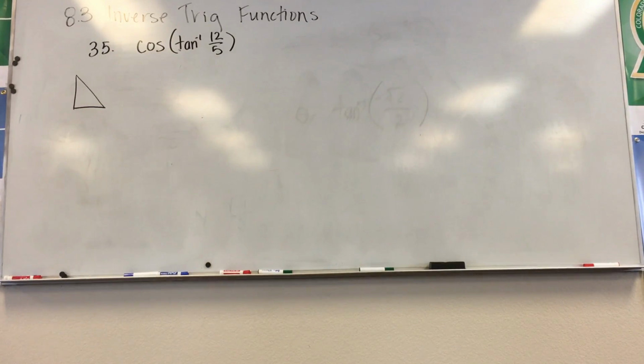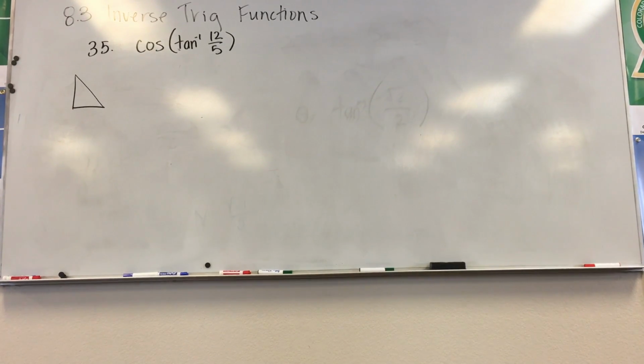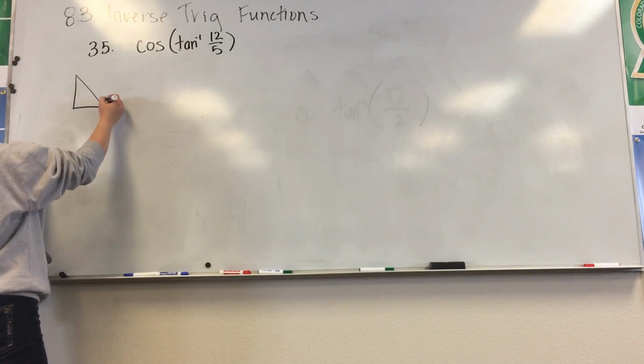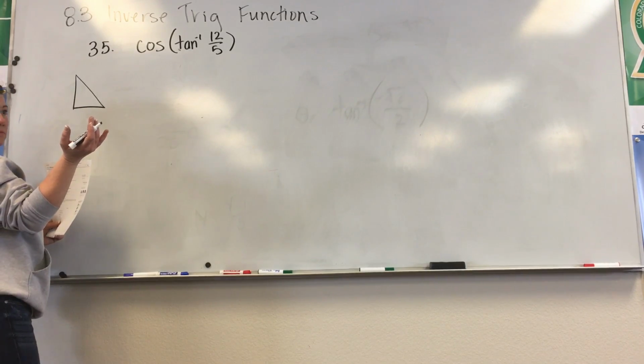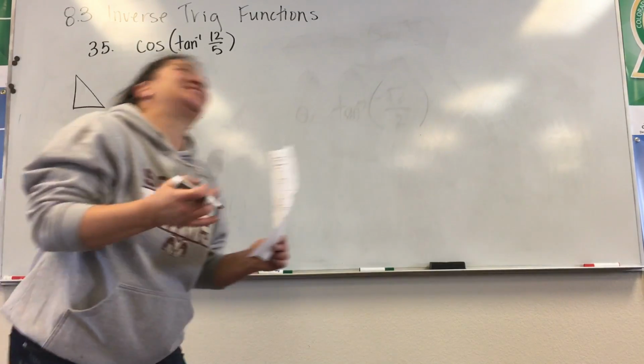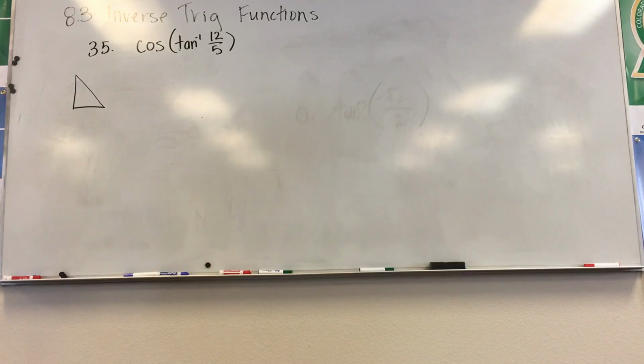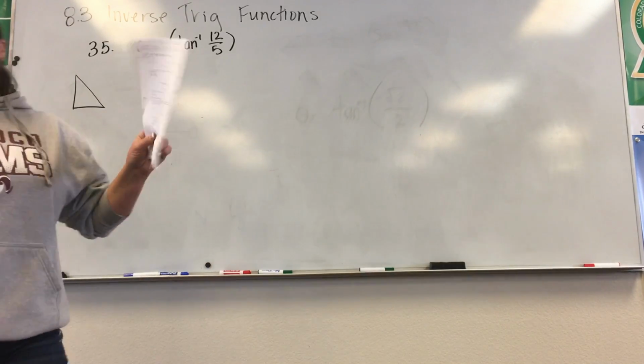So the ratio 12 over 5, tangent is opposite over adjacent. So it's not the hypotenuse, that's really all we need to know, right? Sorry, I had middle school science on the brain.